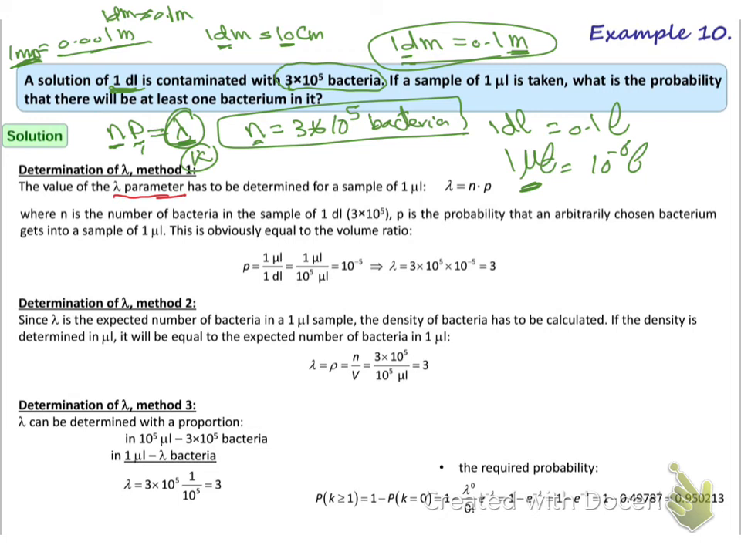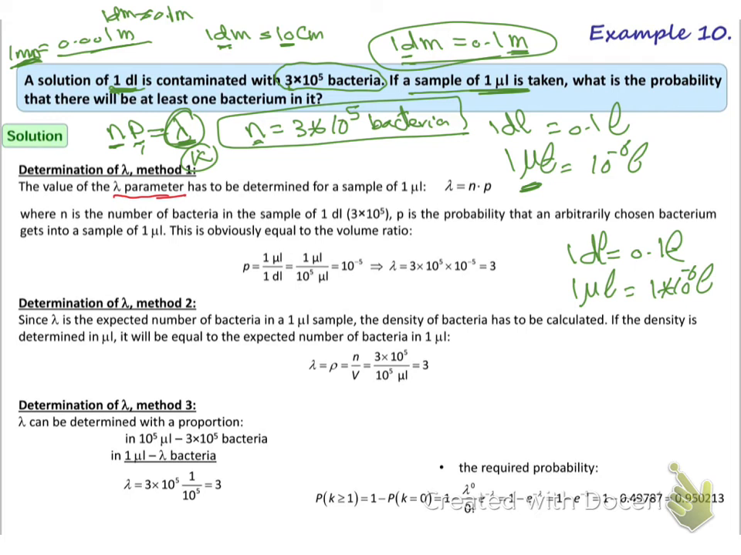What is the probability? The probability here is coming from the percentage he has taken from the solution. He has a solution of 1 deciliter, which means 0.1 liter. They have taken a small sample of 1 microliter, which means 1 times 10 to the power minus 6 liter.